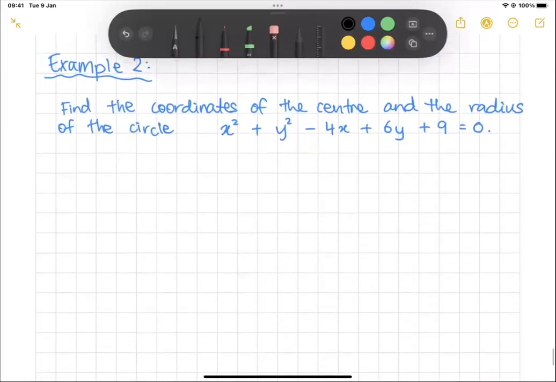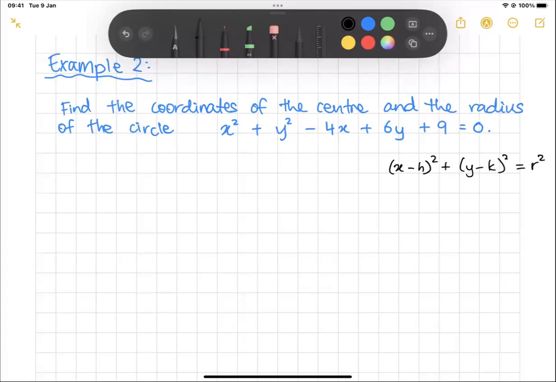My next example, example 2. Find the coordinates of the center and the radius of the circle x squared plus y squared minus 4x plus 6y plus 9 equal to 0. Now, does that look like anything like this? I don't think so, right? There's no way. It doesn't. It just looks mumbo jumbo.